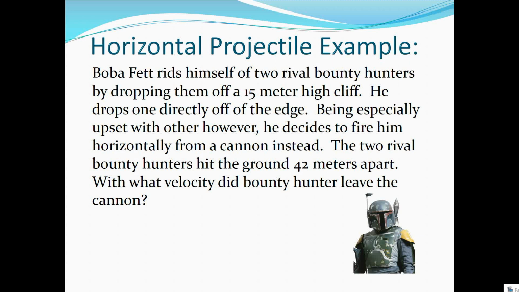In order to find what velocity the horizontal bounty hunter left the cannon with, we need to figure out how long he was in the air, because velocity equals displacement divided by time. We already have our displacement. If we had our time, we'd be able to find this velocity. Now, because of independence of motion, the two bounty hunters will still hit the ground in the same amount of time. So if we could figure out how long it took the first bounty hunter to hit the ground when dropped off a 15-meter high cliff, we could figure out how long the second one was in the air, thereby determining the velocity. So our first step is finding the time, and our second step will be finding the velocity.